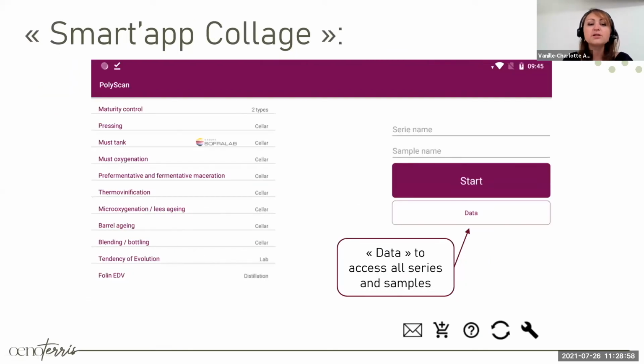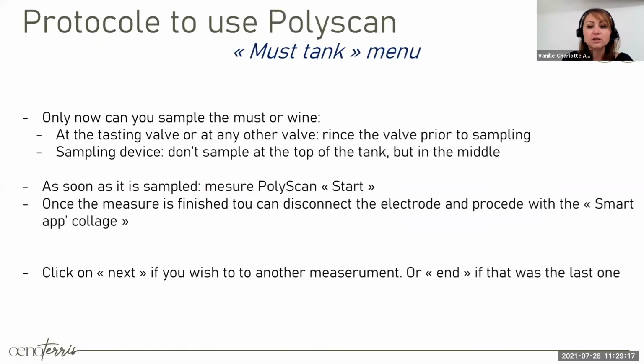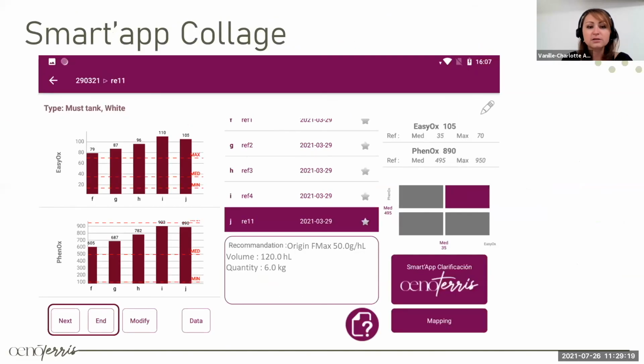Also, if you need to go back to your data, it's available from the home page here. You just click on data and you're going to have a list of all of the series that you've made, and you can just click on the series that you're interested in and you'll get all of the results back, the results that are looking like that. This data button allows you to go back to the series, and then clicking on the series, this will get back to this.